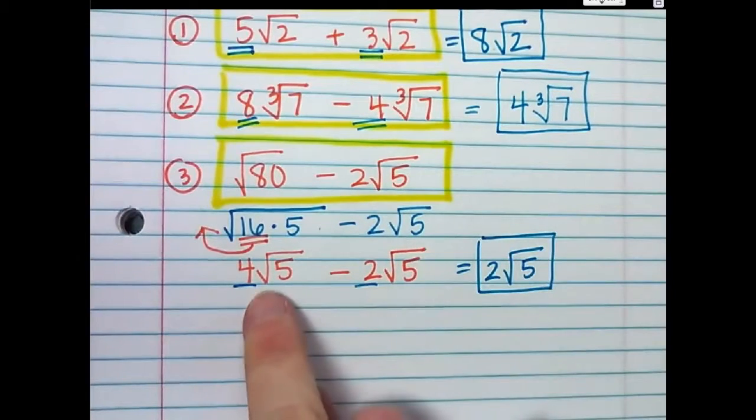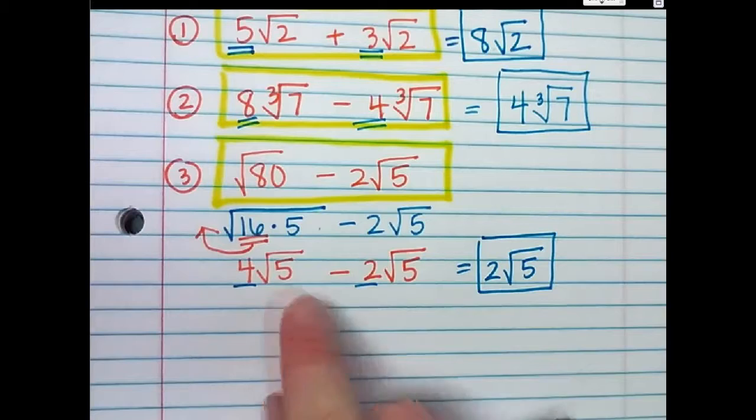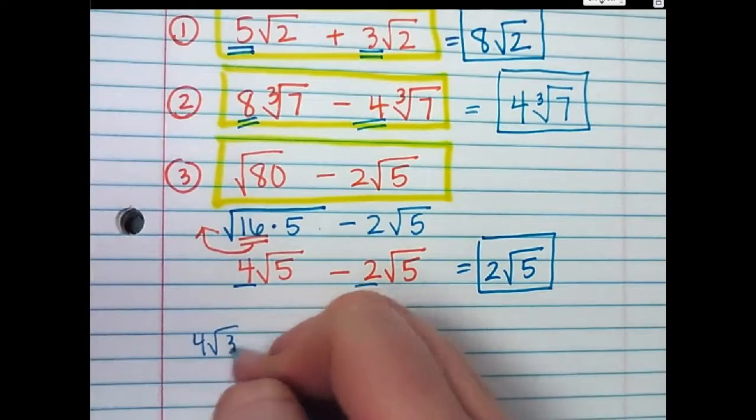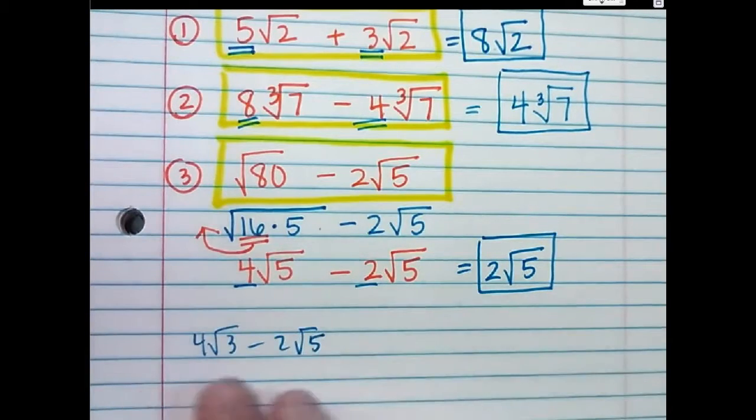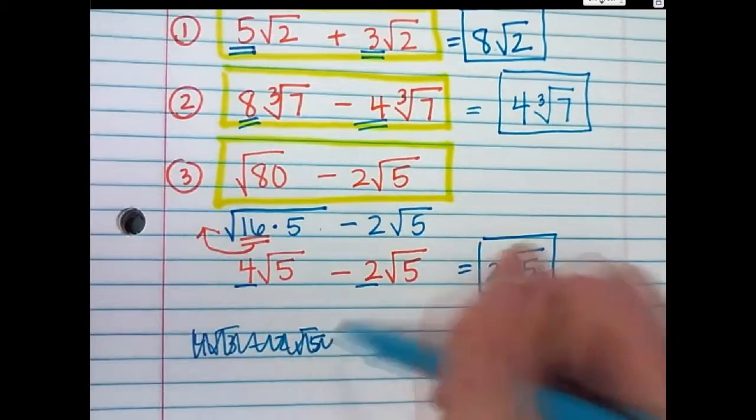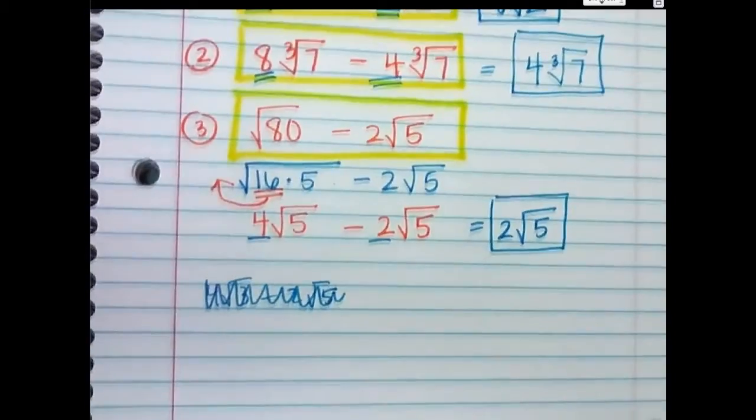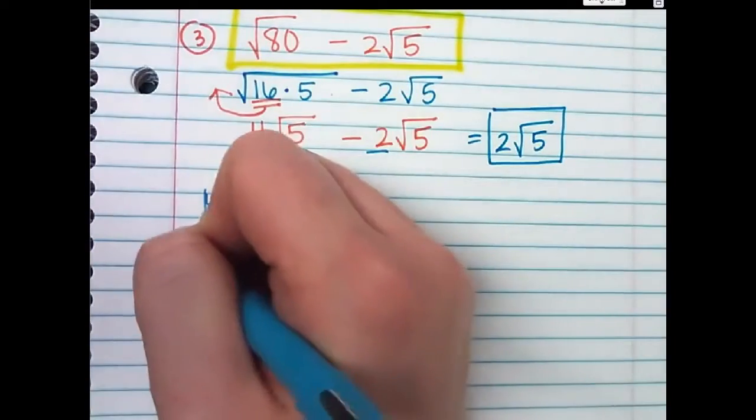Now, they don't always simplify. So like if you get 4 square root of 5 or something like 4 square root of 3 minus 2 square root of 5, you just leave it. And that's okay. So you don't have to worry if they're not the same. Sometimes they're not. Okay, let's try another one like that.